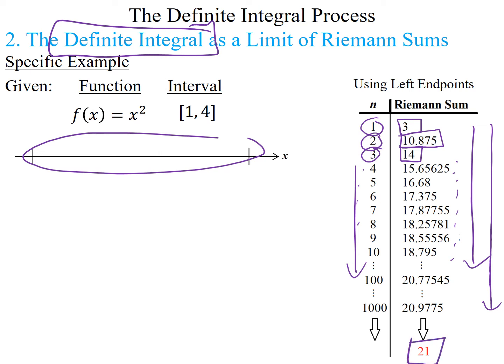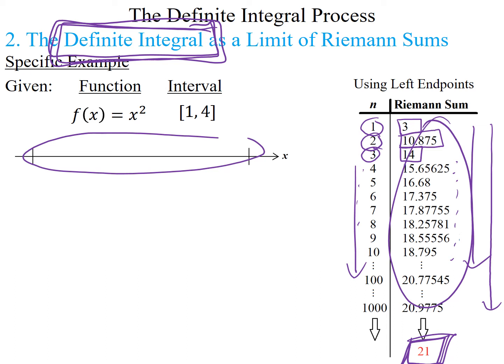So again, it's a limit of Riemann sums. That's what a definite integral is. Each Riemann sum is a better and better approximation to what you're trying to calculate. So when you take the limit, you get the actual answer to the thing you're trying to calculate. So that's what's happening there.